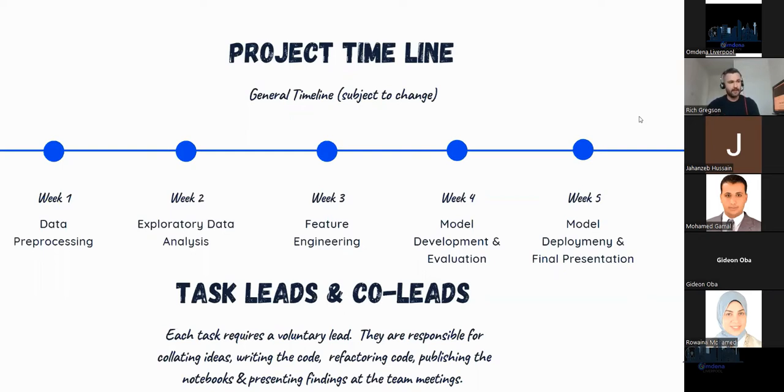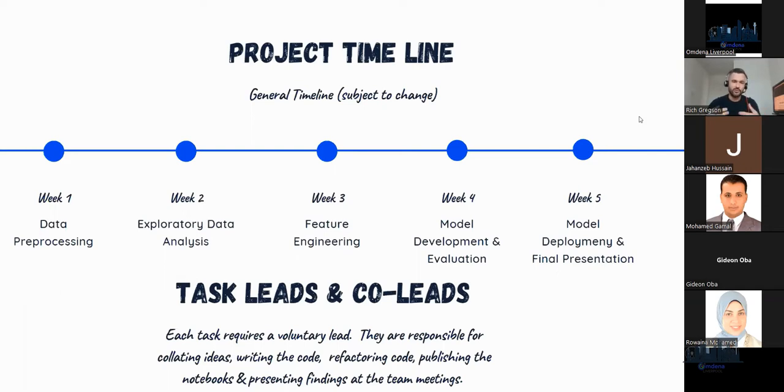So the task leads, ideally someone who does have a bit of experience putting together notebooks, coding in a data science sort of context. The co-leads, I would prefer if they were someone without a lot of experience, because what will happen during our journey on this course is we will go away after this meeting and we will look at the data. Everyone will take the data and they will investigate it either on their own or in a small group that can be organized on Slack.